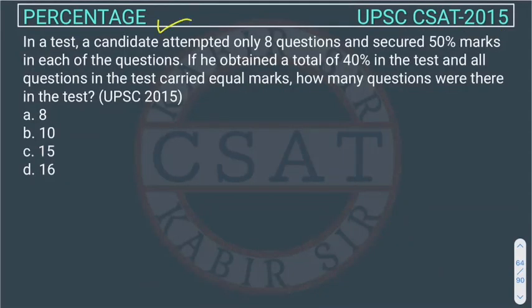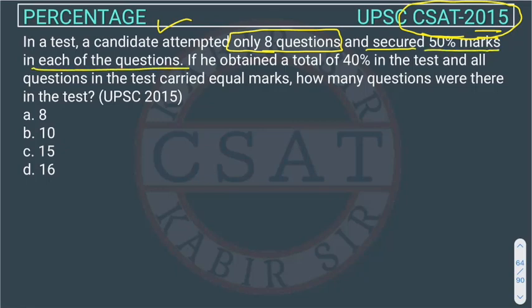This is a percentage question asked in the UPSC CSAT exam 2015. Right. In a test, a candidate attempted only 8 questions and secured 50% marks in each of the questions. Suppose there are q number of questions. Okay. And he attempted only 8 questions out of that. Right. And how much marks is he getting in these 8 questions? He is getting only 50% marks. He is not getting full marks. Okay.